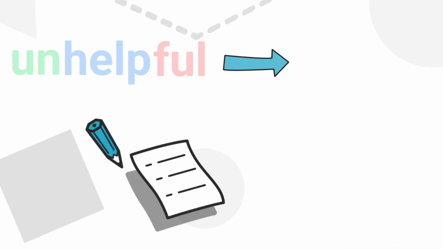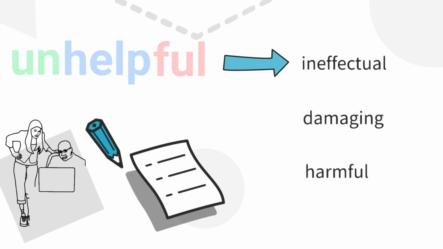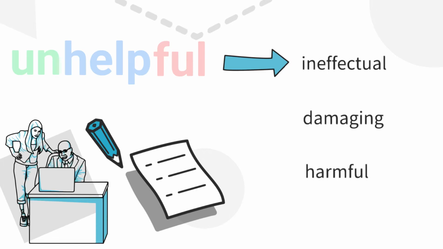Unhelpful. What does this word mean? Can you use it in a sentence? If you're being unhelpful, you might be ineffectual, damaging, or even harmful to the other person's goals or aims. You are not helping them. Which part of the word gives away the meaning? That's right, it's the un at the beginning. Un is an example of a prefix that is fixed before the base and changes the meaning of the word.